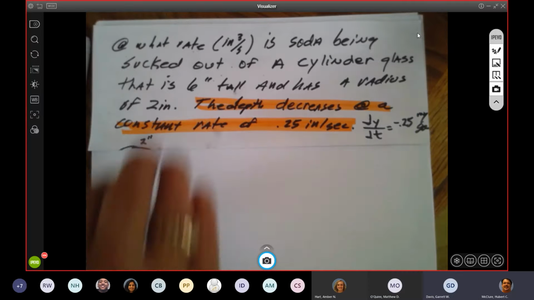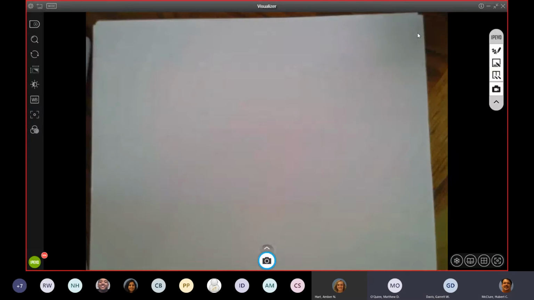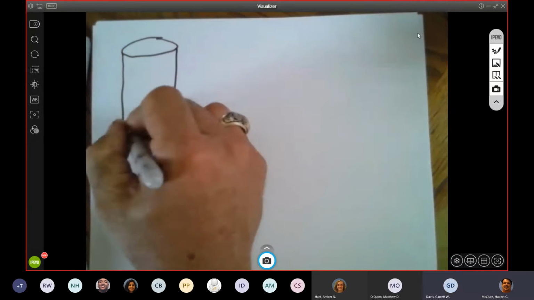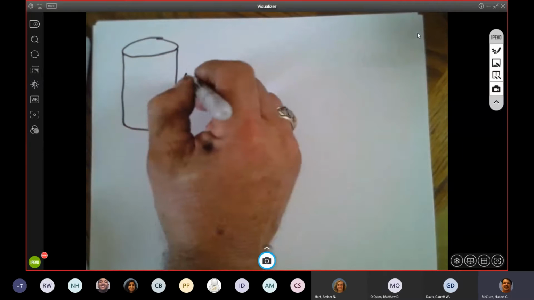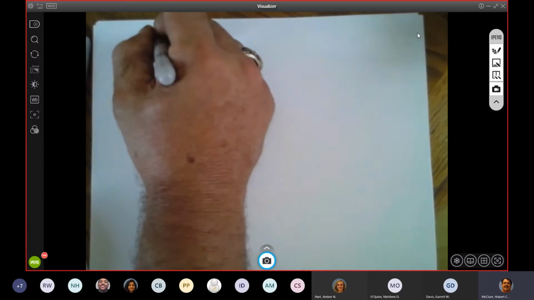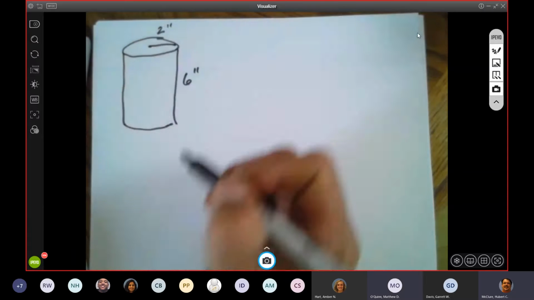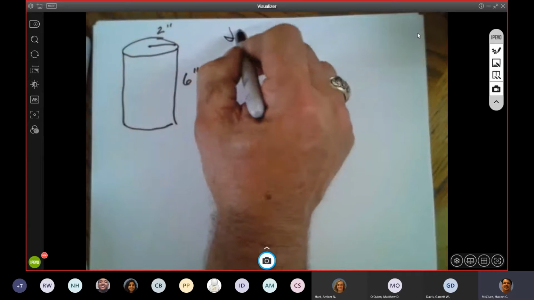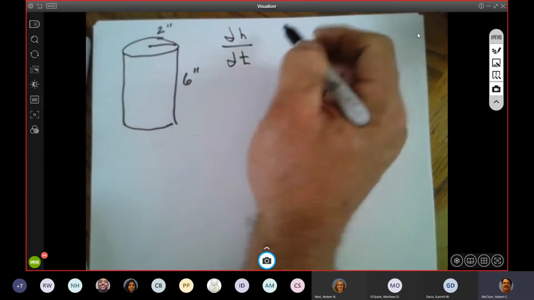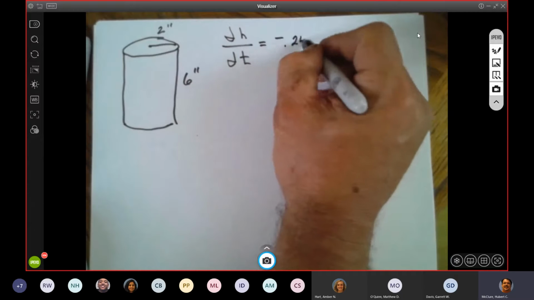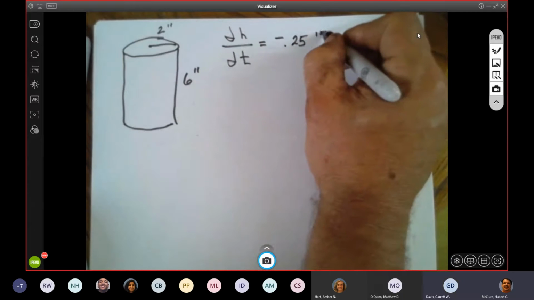So I'm going to draw a picture. My picture is going to consist of a cylinder, 6 inches tall and 2 inches radius. And I know that dH/dt, the rate of change of the height of my liquid, is decreasing at 0.25 inches per second.